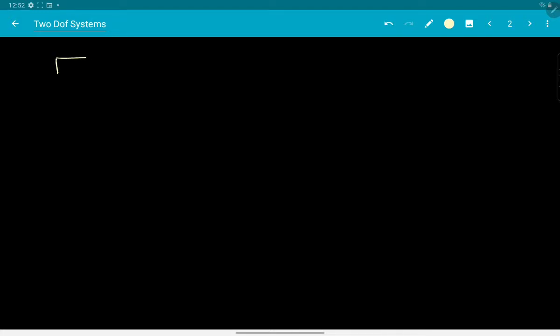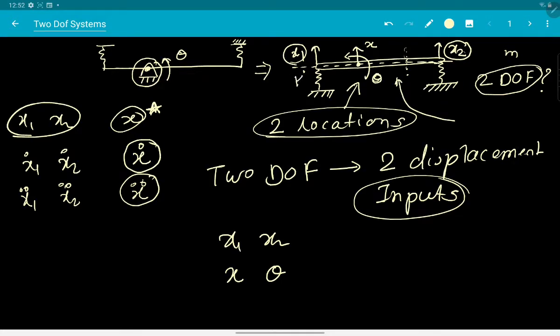So as we have been doing, we'll draw a free body diagram of this particular system. And in order to draw the free body diagram, obviously I am taking this spring 1, let this be having stiffness k1, and let the stiffness of the other spring be equal to k2.